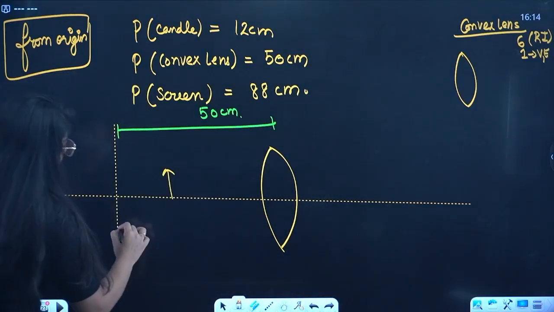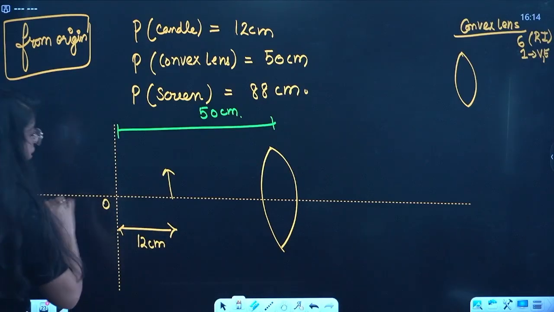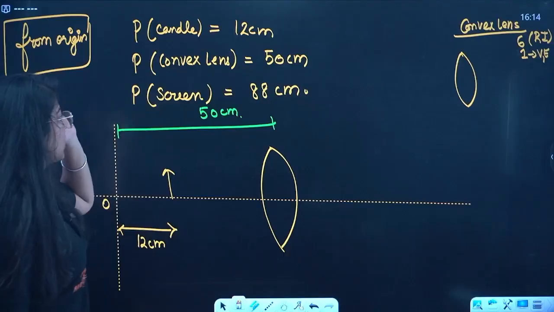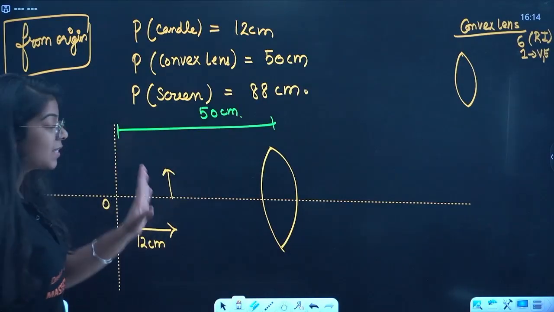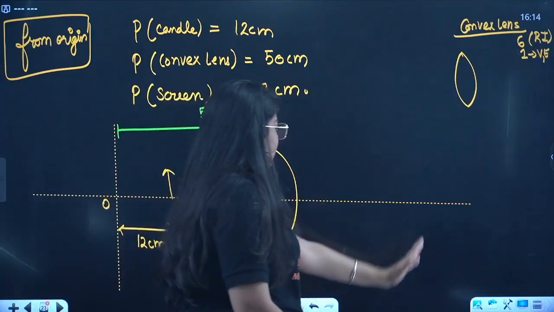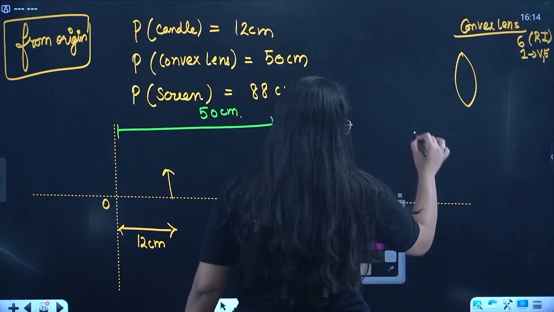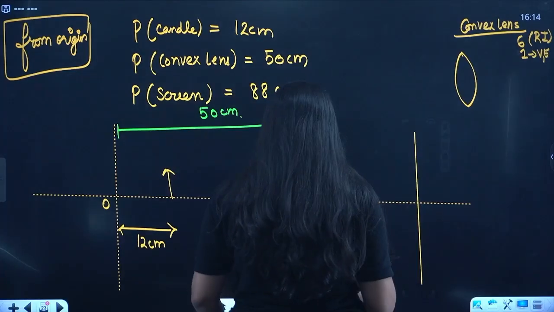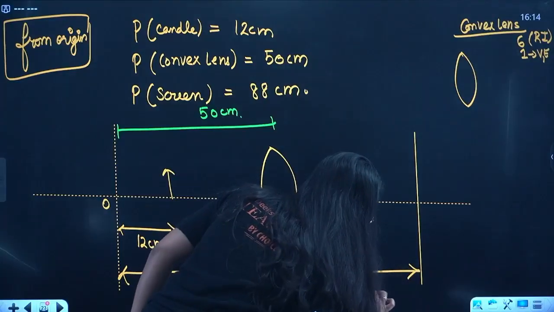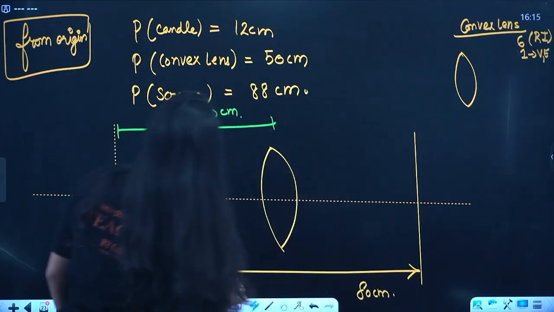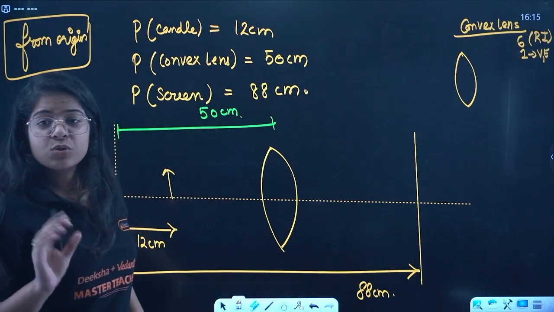Now your candle is 12 centimeter away from this origin, and the lens is 50 centimeter away. Now the screen is 88 centimeter away, and again it makes sense. So the screen is 88 centimeter away, somewhere here. Let's say this is your screen, and the distance of screen from this point is 88 centimeters. Done? Understood? Now let's do some basic math.